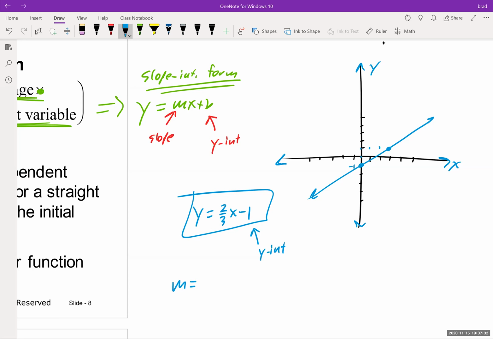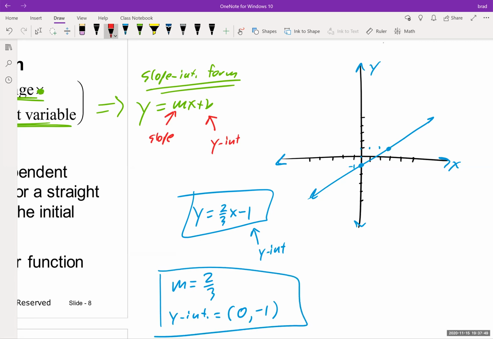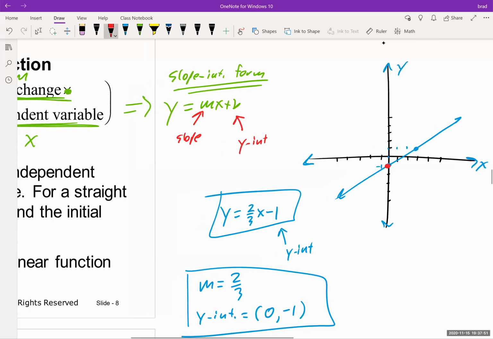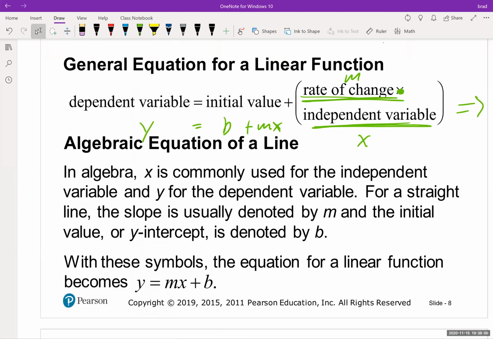If somebody asks me for the slope m, I say it's 2/3. If somebody asks me for the y-intercept, I say it's -1 comma, oops, I did it backwards, 0 comma -1. I can easily identify these things because right here, I know that is my y-intercept. So in algebra, x is commonly used for the independent variable and y for the dependent variable. For a straight line, the slope is usually denoted by m, and the initial value or y-intercept is denoted by b. So that's where we get our y equals mx plus b.